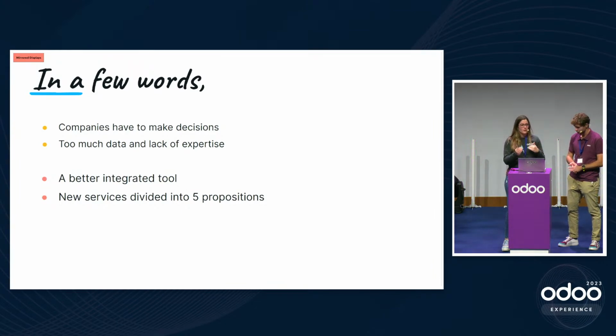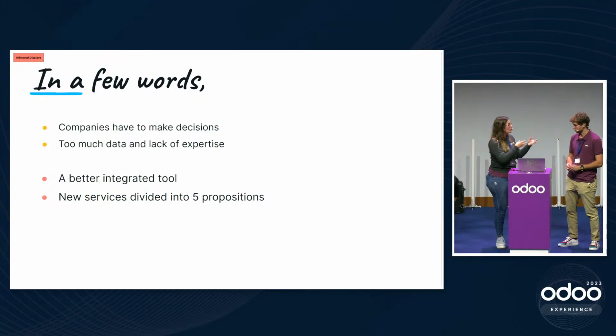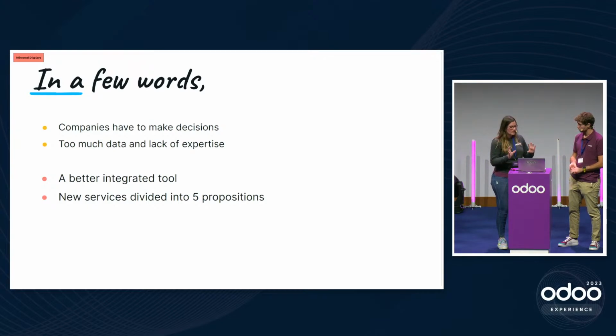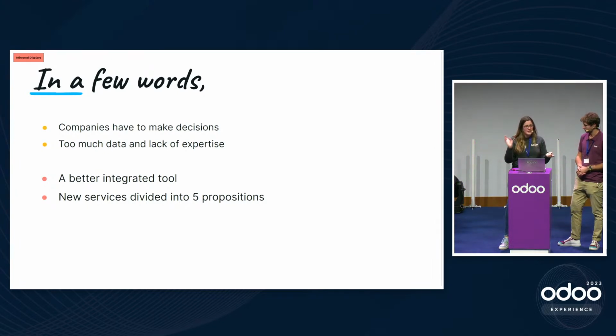Okay, and so now Odoo wants to go one step further with the service they are currently providing. And so the objective is to create a new service based on the service we all know with the implementation, so the quick start methodology, as you mentioned. And so this service will be divided into 5 propositions. Yep. Okay, and the objective is to make sure that people can make their decisions more easily at the right moment. Yep, that's it.